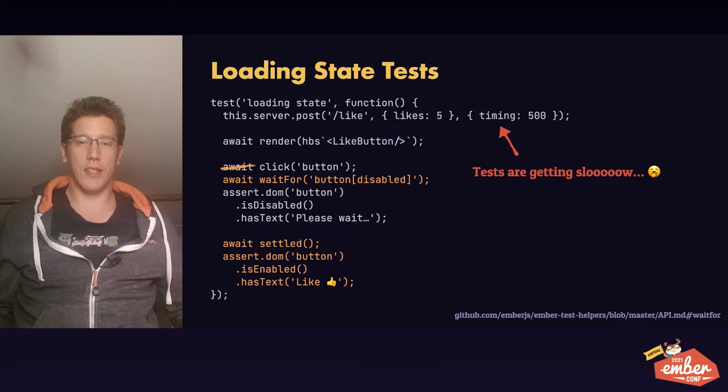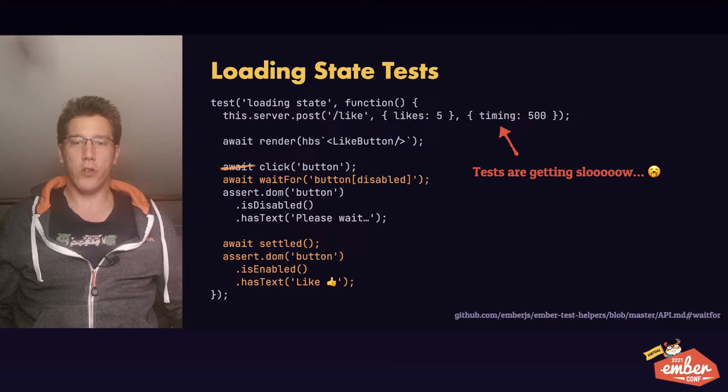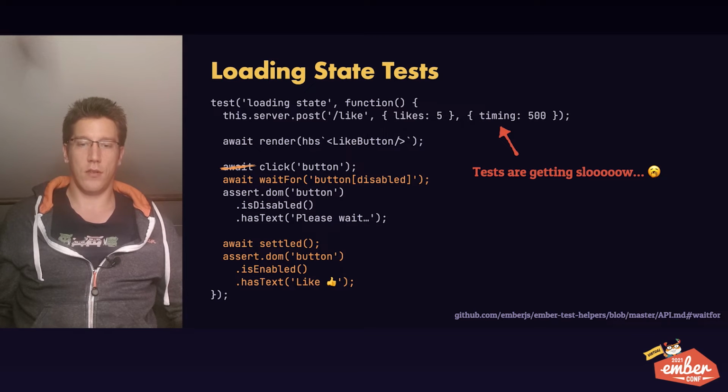But now we have a slow test. And this doesn't really scale if you do it for every loading state in your app. If we decrease the delay, we might introduce a race condition that happens if the rendering of the loading state takes too long. We want to tell Mirage to continue immediately after the loading state assertions have run.